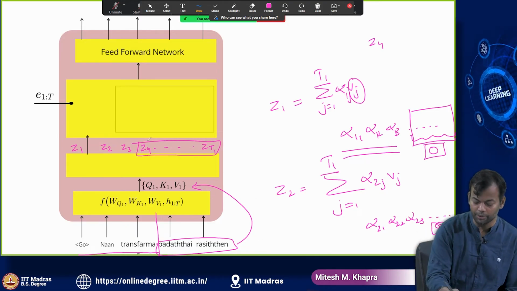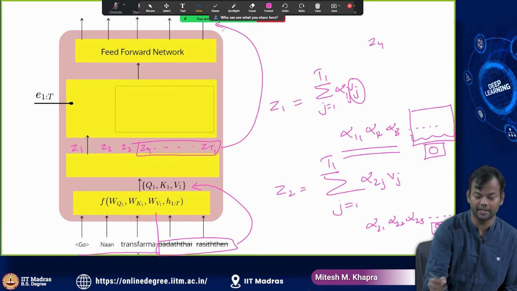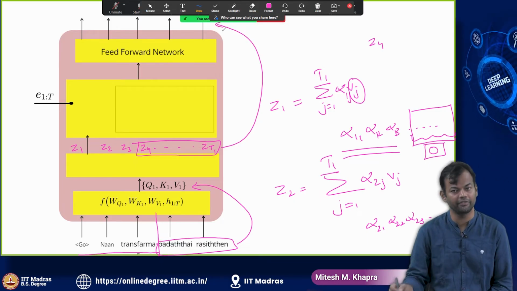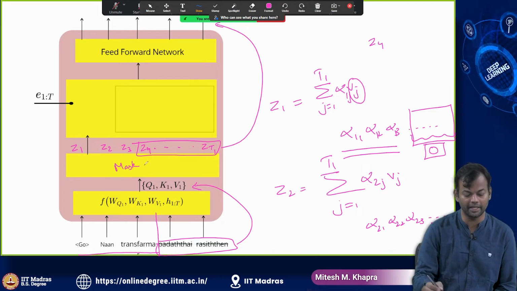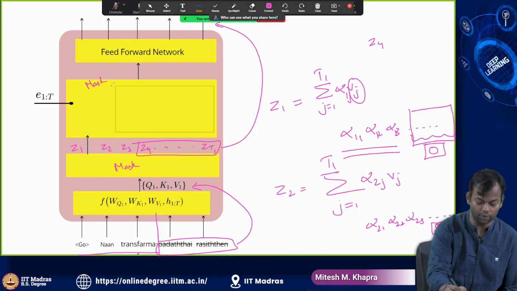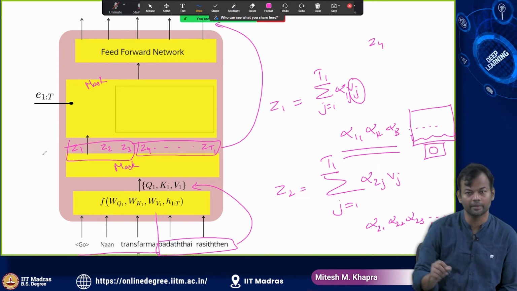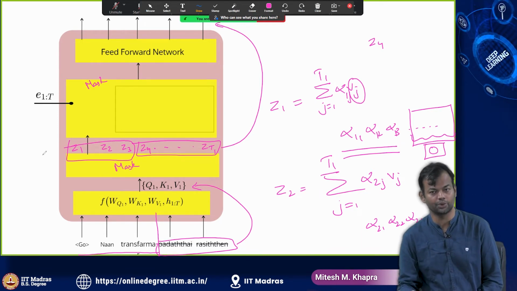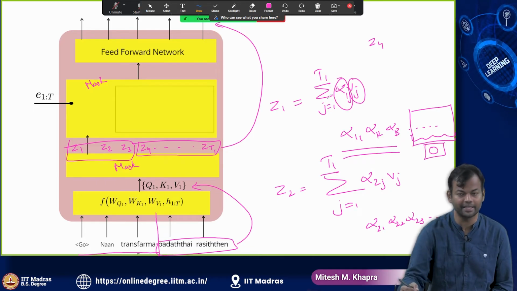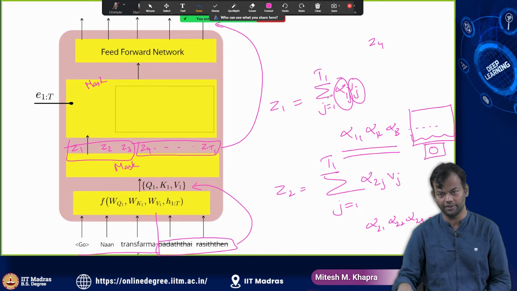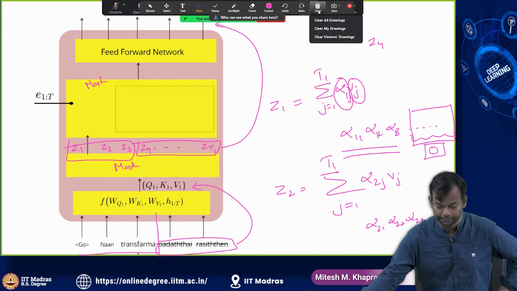Similarly, whatever you compute here will not participate in the rest of the computation, because the corresponding alphas would always be zeroed out. You'll always use this masking. Here also you will have a masking. So only that part of the input which is currently being decoded is going to participate in the computations. The rest of the input will get masked out because you will set the corresponding alphas to 0. That's what masking means.